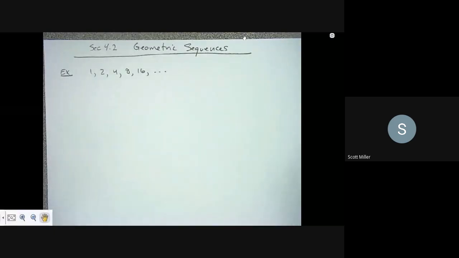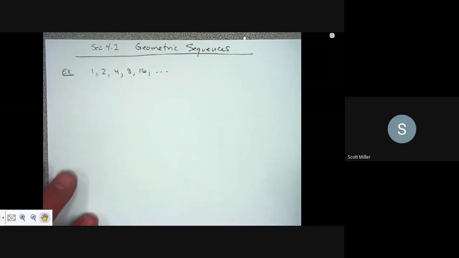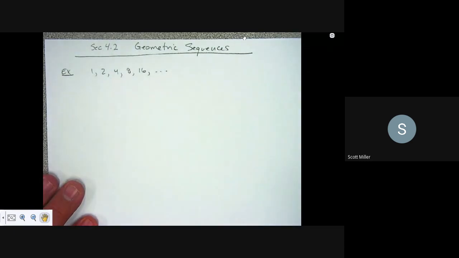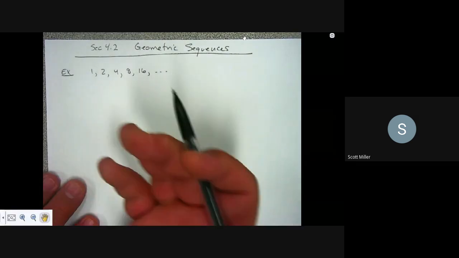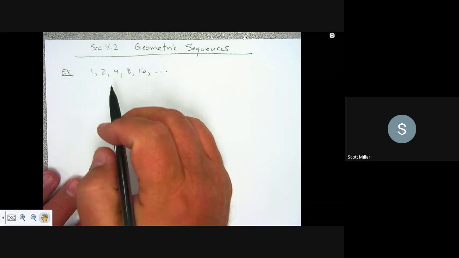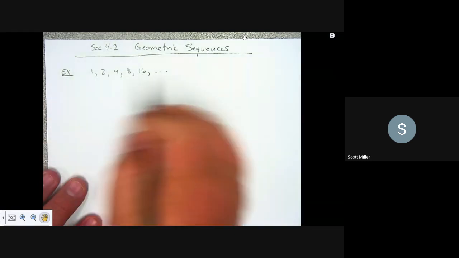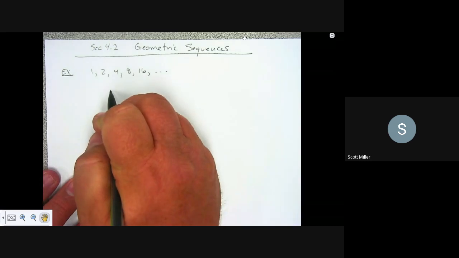Okay, so today we're going to look at geometric sequences. This is section 4.2, and just like in the past we had a sequence before, which is an arithmetic sequence. Here's a sequence. So the first thing that you probably want to do is lay this into a table to help us find what the rules are. And we're going to look at some characteristics of this type of sequence.